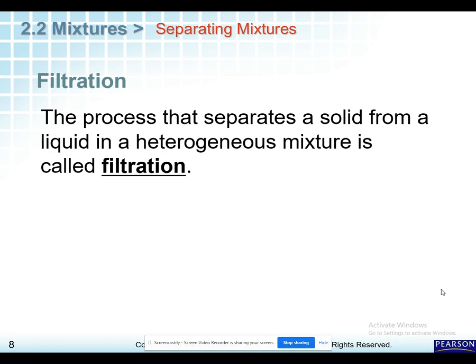Another example that we actually use, I taught my integrated science, but I also do this lab with my advanced chem kids, is filtration. Filtration is a process that separates a solid from a liquid in a heterogeneous mixture. So here's the key word. It has to be heterogeneous. Usually in filtration, you dissolve parts of the mixture in water.